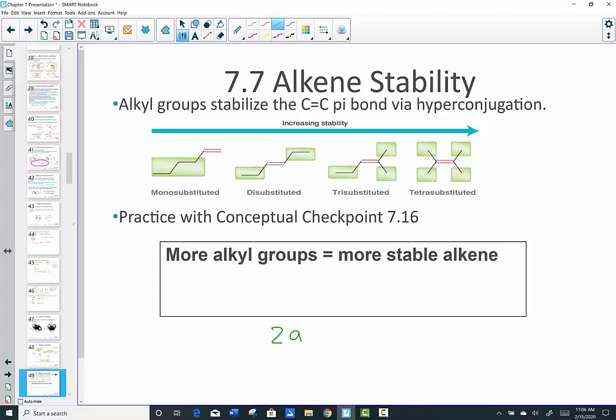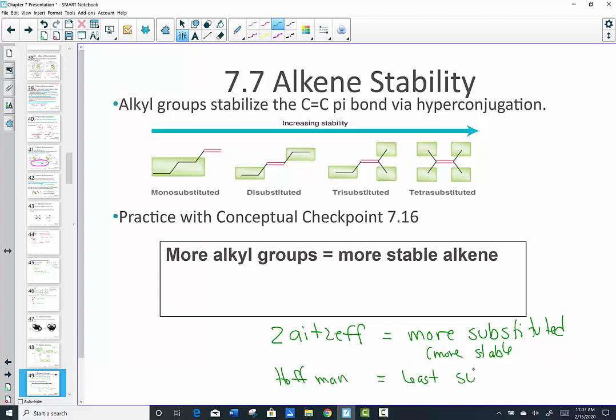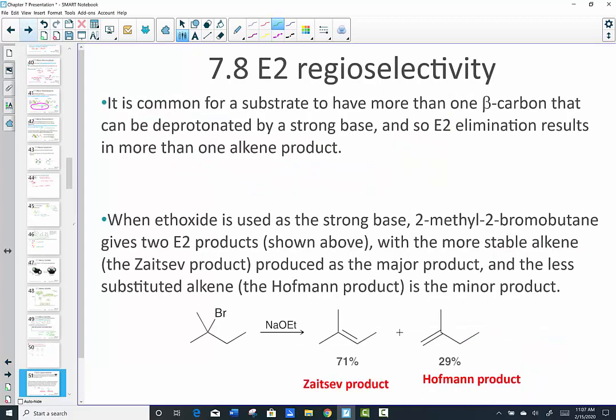And I mentioned these words. Zaitsev product is more branched because it is more stable. And we'll hear this word again. The Hofmann product is the least branched and therefore it would be less stable. So associating Zaitsev and Hofmann to the major and minor products. Least substituted Hofmann, Zaitsev is the most substituted.